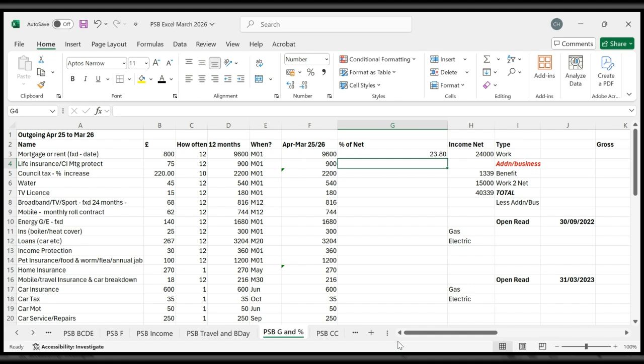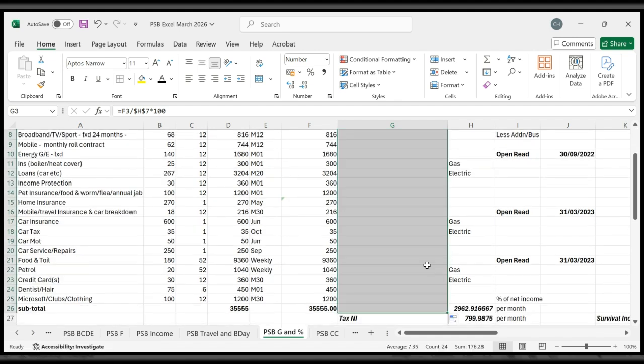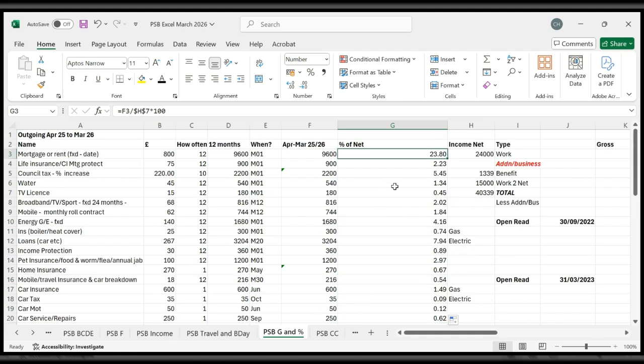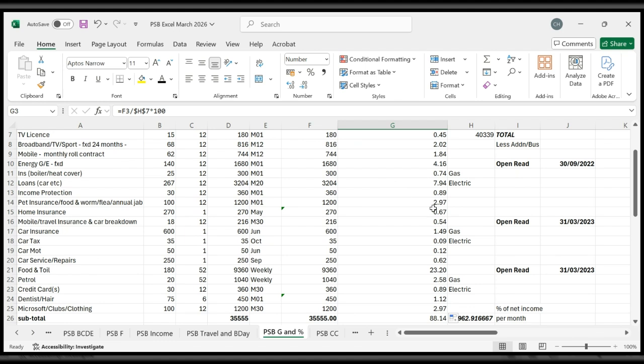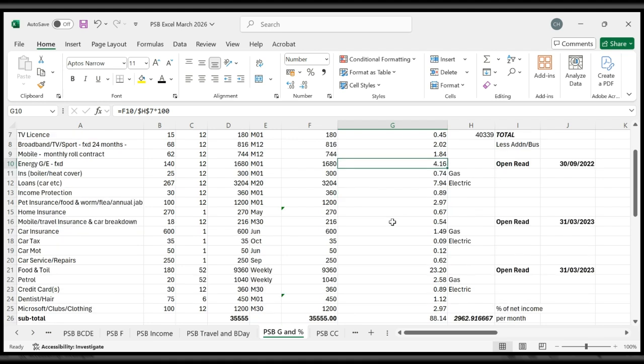And then I'm going to copy that down, all the way down, and to see, obviously, without the additional expenditure, that represents nearly 90% of all your net income. The big ones are going to be food and toiletries and rent, which you'd probably expect. But again, you can have a look, for example, your gas and electric, where is it there? Once you start going over 10%, people start talking about things like fuel poverty and stuff like that. So yeah, it just gives an idea.